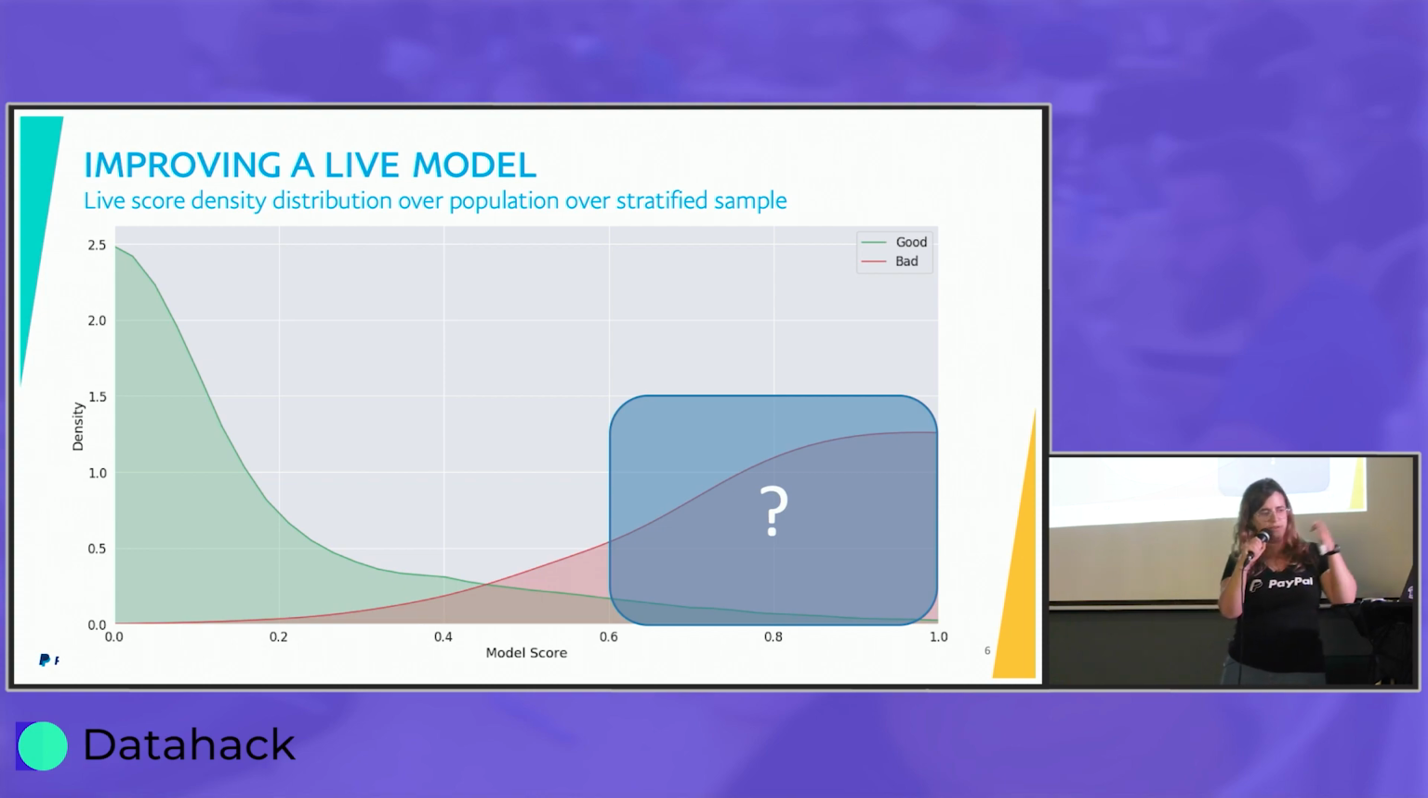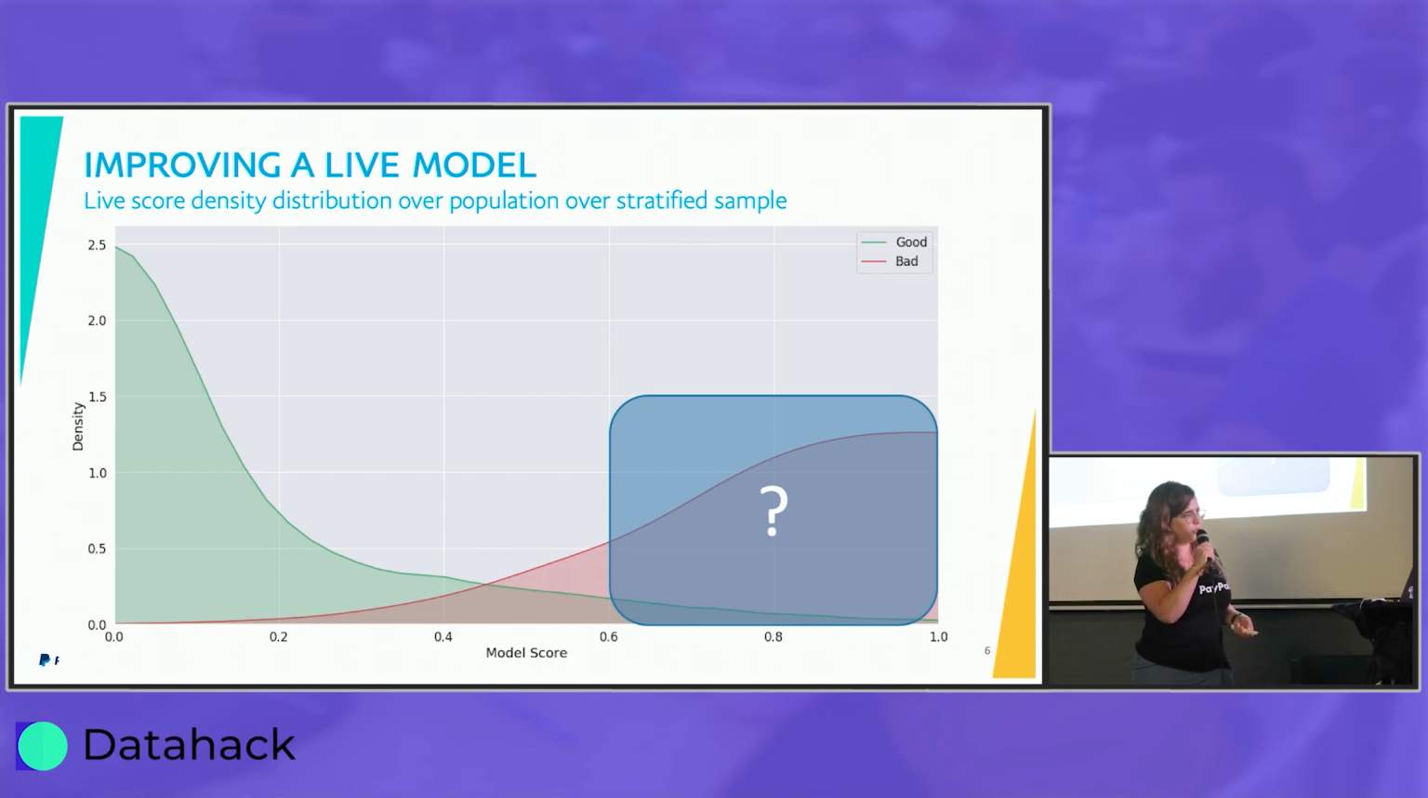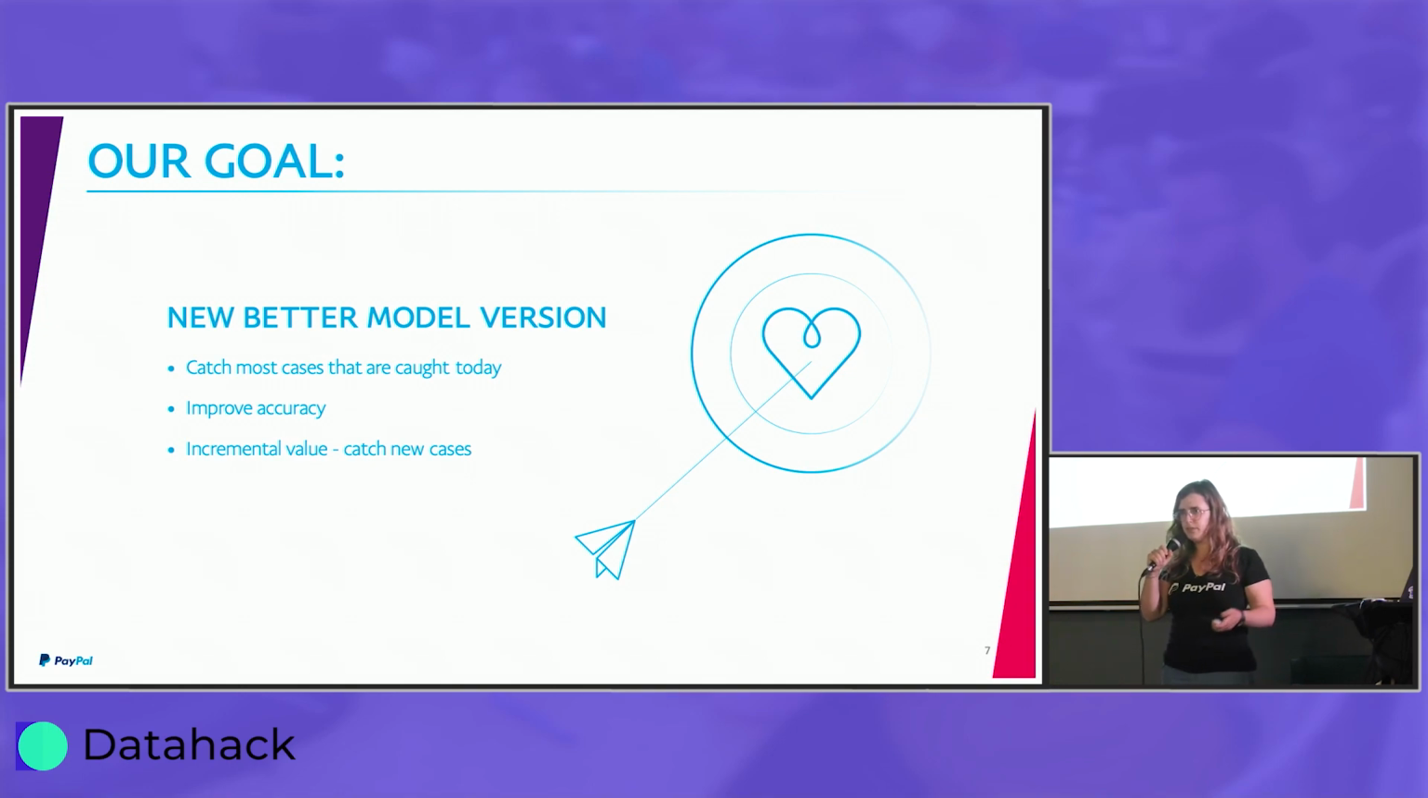So we have this chunk of population, and we know it's a big question mark, but when will it matter? One use case would be when we're working on a next version of a model. Let's say there has been some time and the population has changed a little and we have some new technologies and we want to create a new version for the live model.